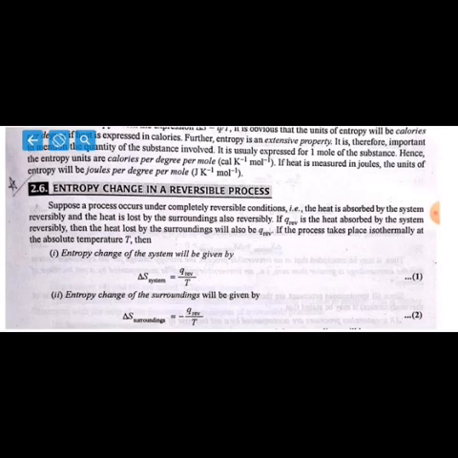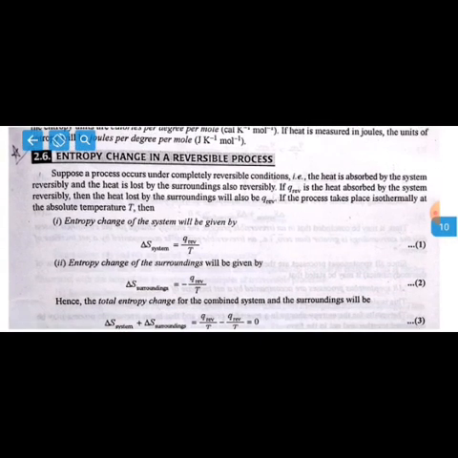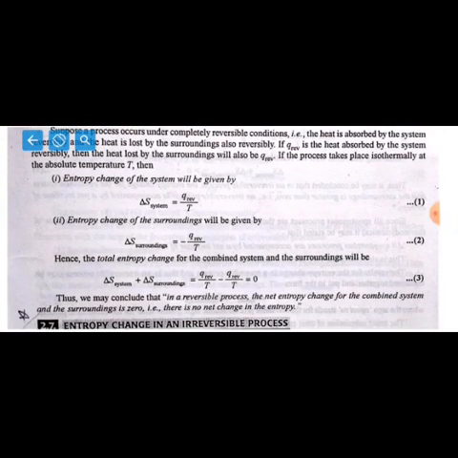If Q reversible is the heat absorbed by the system reversibly, then the heat lost by the surrounding will also be Q reversible. If the process takes place isothermally at the absolute temperature T, then first, the entropy change of the system will be given by delta S system is equal to Q reversible by T. Entropy change of the surrounding will be given by delta S surrounding is equal to minus Q reversible divided by T. Then the total entropy change for the combined system and the surrounding will be delta S system plus delta S surrounding is equal to Q reversible by T minus Q reversible by T is equal to 0.